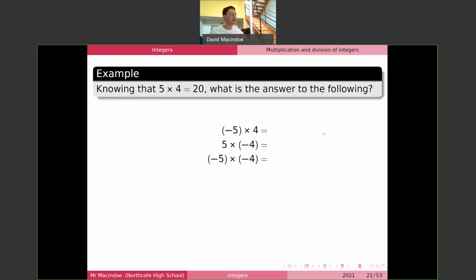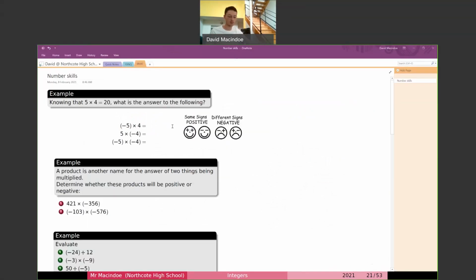So, for example, if we knew that 5 times 4 is 20, which hopefully we do, then what would be the answer to the following? We can just use these little tools to help us. Minus 5 times 4, well, we've got here a negative times a positive, so it must be negative. So it's negative 20. The answer doesn't change, just the sign. Here, we're looking at this one. We've got a positive, then a negative, so it must also be negative, right? Here, we've got two negatives. That takes us here to a positive, so it must be positive 20. Two negatives make a positive.